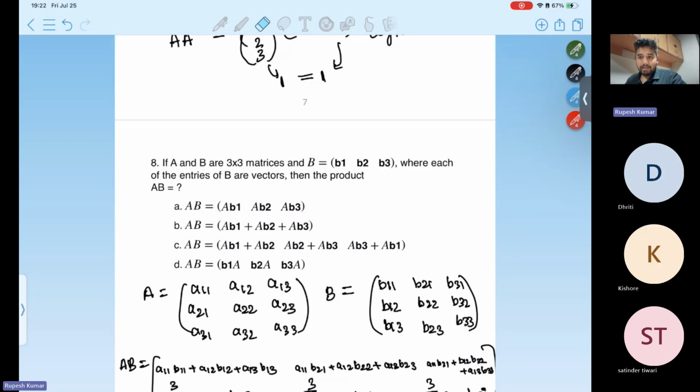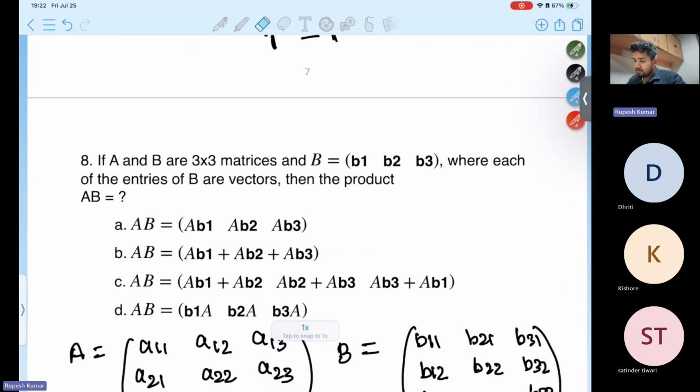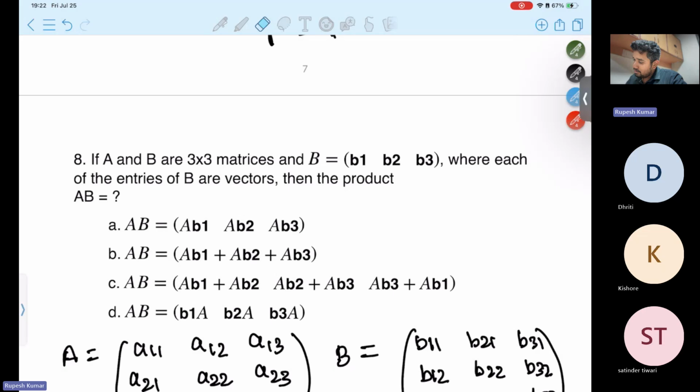No, no, no. Someone is saying matrix B's order is wrong, but no, right? Just pay attention here. B is a matrix of dimensions 3 cross 3, right? This B1 is a vector. B1 is a vector that has 3 rows, 1 column, right? Again, B2 has 3 rows, 1 column. B3 has 3 rows, 1 column.